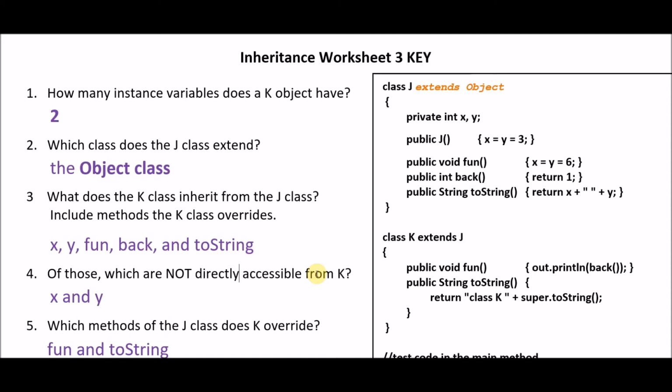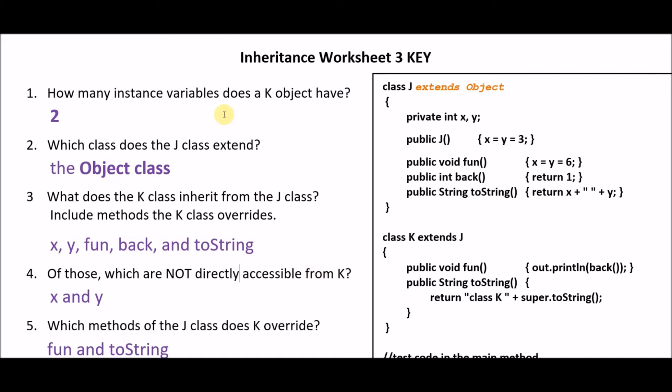So here, even though we'll say that all three methods fun, back, and toString were inherited, a K object has those methods, but it doesn't mean it uses the original implementation. In this case, with fun and toString, it overrides those methods. And the back method is one where the only implementation that exists is that in the J class. So if you call the back method from whatever context, that's the behavior you're going to get because it's the only option.